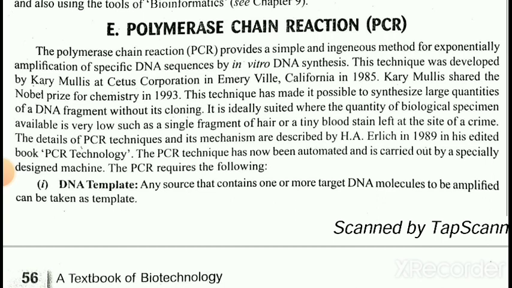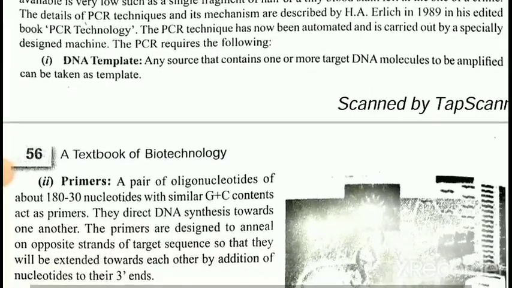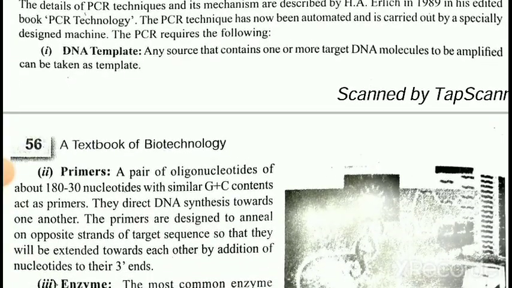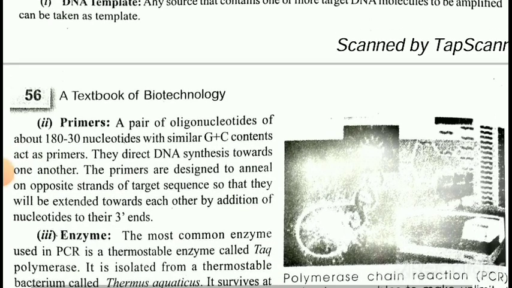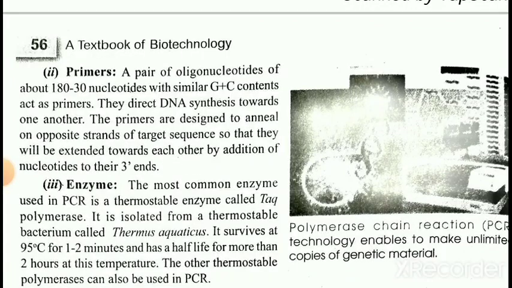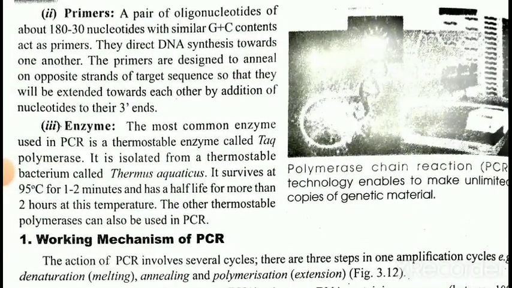The PCR requires the following. 1. DNA template: any source that contains one or more target DNA molecules to be amplified can be taken as template. 2. Primers: a pair of oligonucleotides of about 18 to 30 nucleotides with similar G plus C contents act as primers. They direct DNA synthesis towards one another. The primers are designed to anneal on opposite strands of the target sequence so that they will be extended towards each other by addition of nucleotides to their 3' ends.